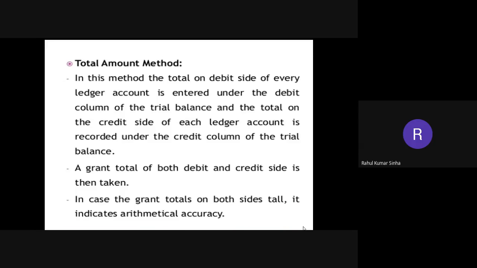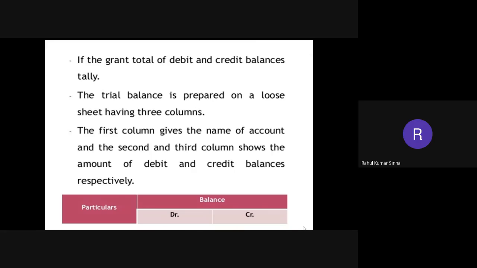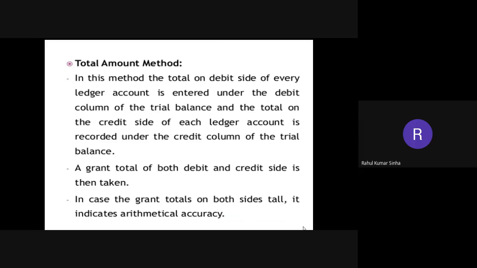So you can see the format here: the first column is particulars, then there are two columns, one is the debit and one is the credit. In the debit column, we write the debit balances, and on the credit side, we write the credit balances of the ledger accounts. And the second method is the total amount method.